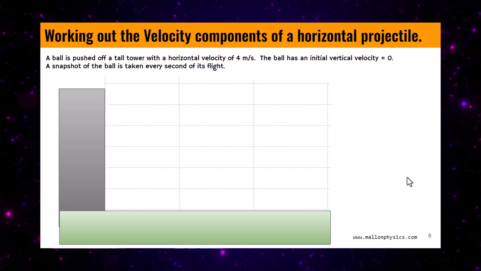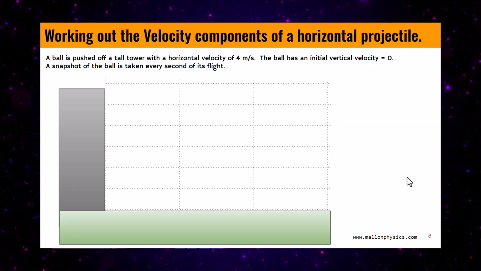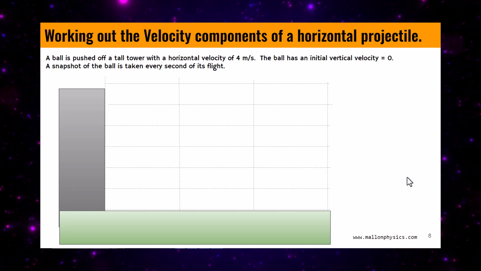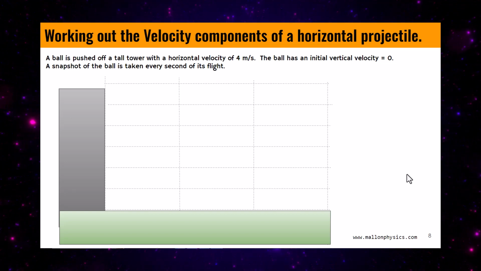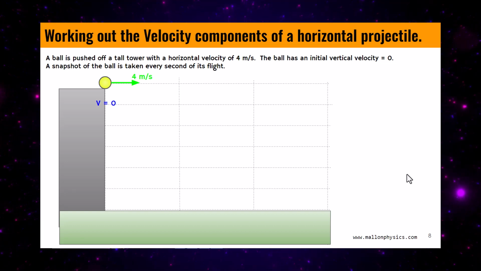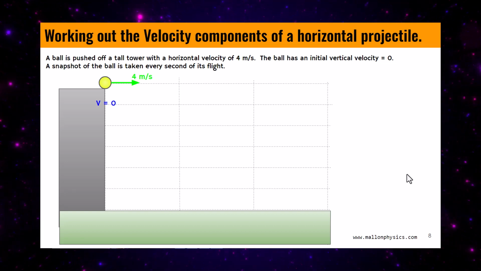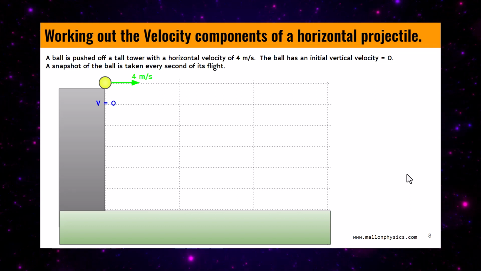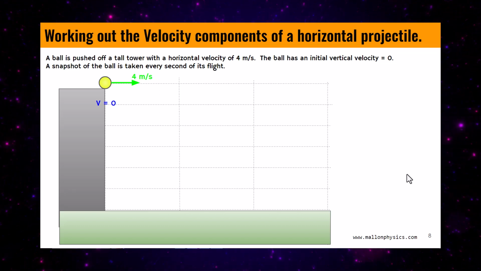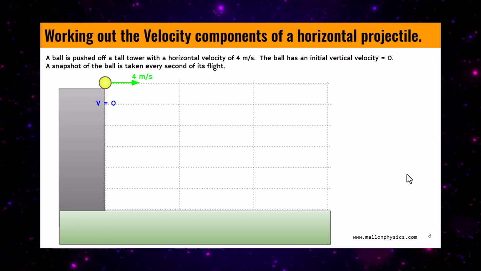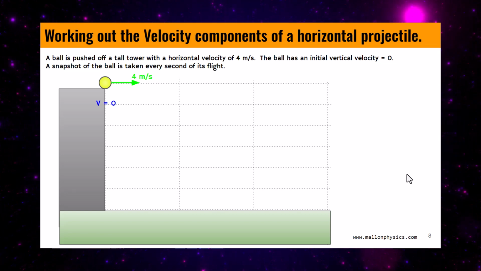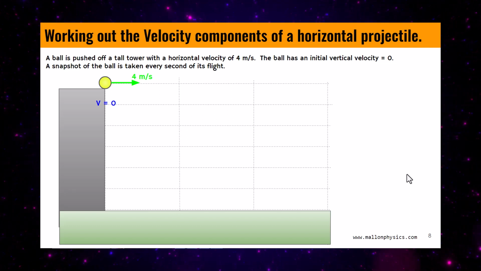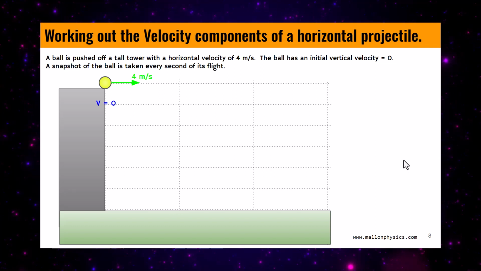Now let's take a look at the kind of maths of what's going on here, the figures, and let's imagine we're going to push the ball off a tall tower with a horizontal velocity of 4 meters per second. Now the ball has an initial vertical velocity of 0 because just as it leaves that tall building, it hasn't got any vertical velocity because the acceleration acting on it hasn't had a chance to act. It's like time t equal to 0. Horizontally, it's got a horizontal velocity of 4 meters per second.